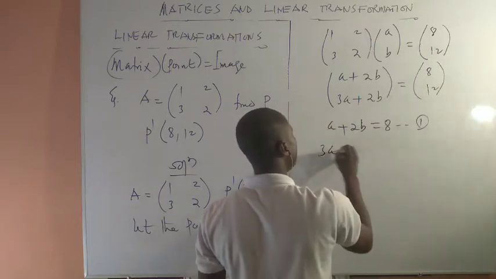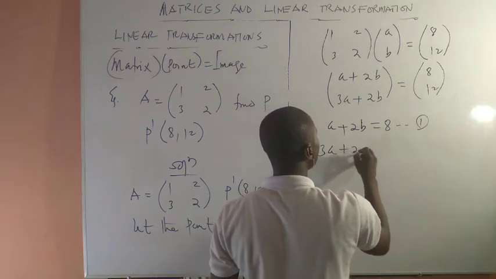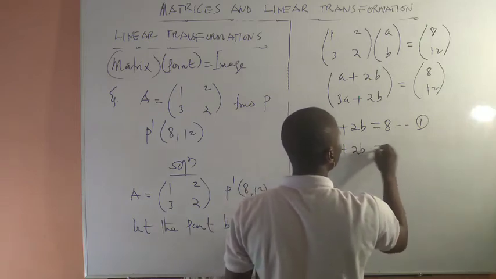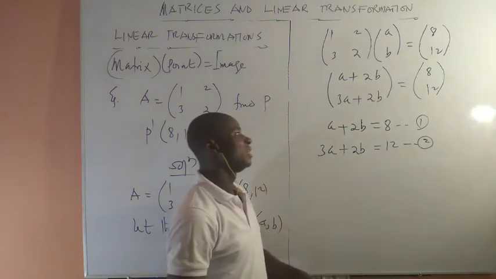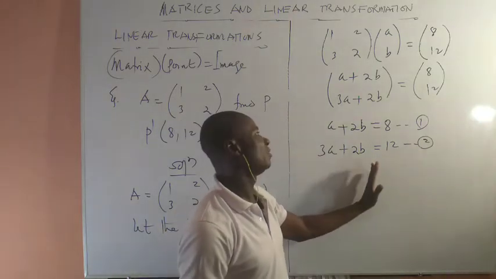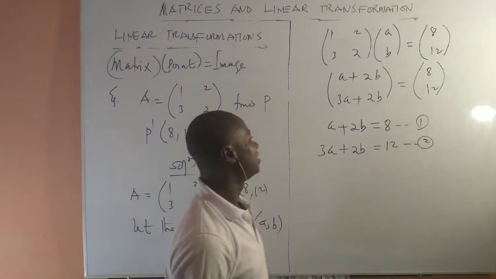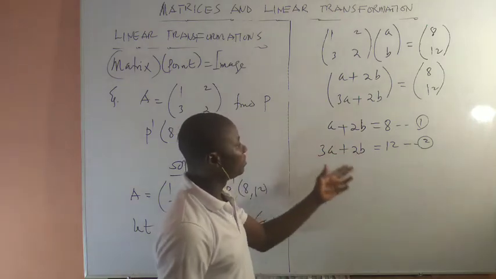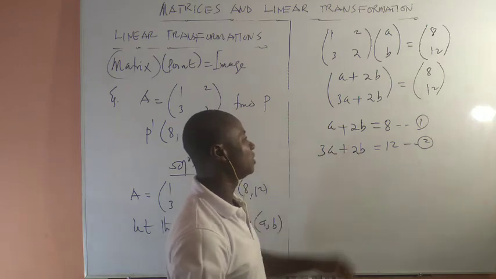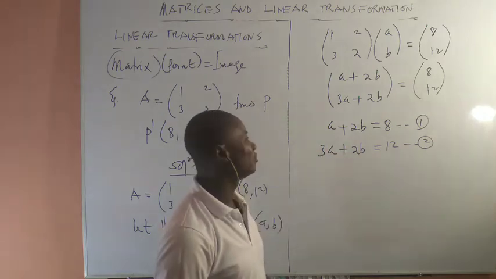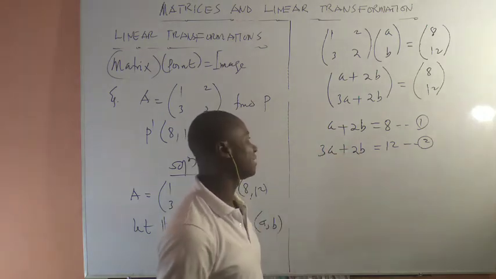Then we have 3A plus 2B, and this will be equal to 12. And this will be our second equation. Now what we have here is no more matrices again. It's now simultaneous equations. And so when we solve this, you will get the value for A and the value for B. Now, solving this simultaneously, we have the elimination approach, the substitution, and the graphical approach.